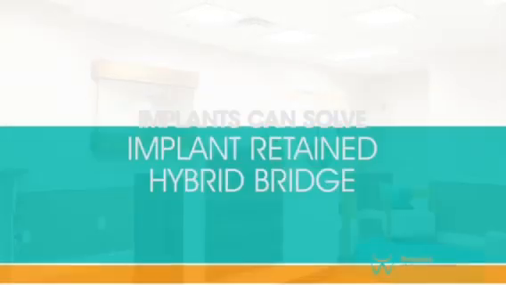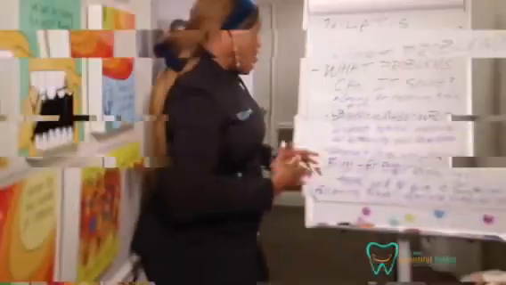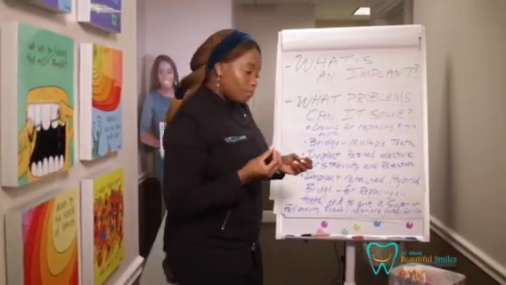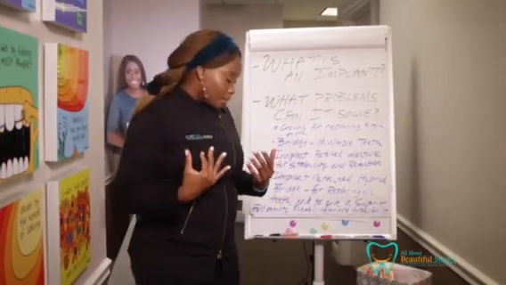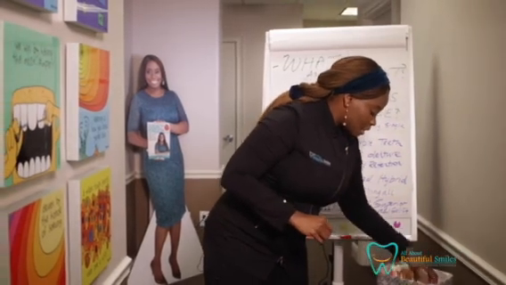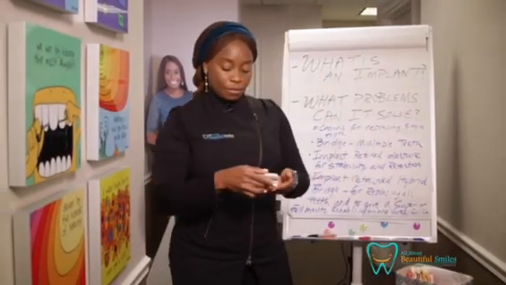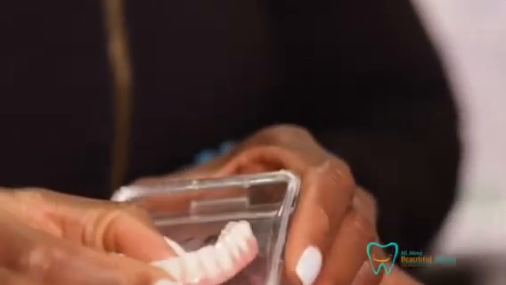Then we have the implant retained hybrid bridge for replacing all your teeth and to give a superior full mouth rehabilitation and a youthful facelift. So what does this look like? So this is the kind of implant restoration that's screwed in. It doesn't come in and out like the previous one I showed you.